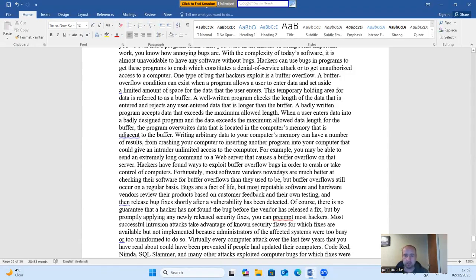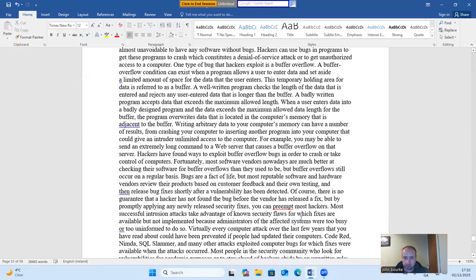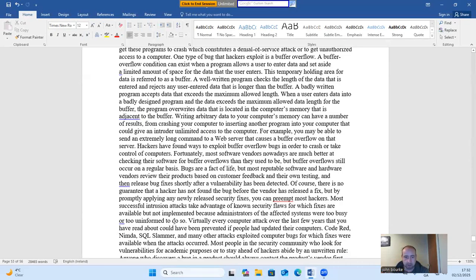Bugs are a fact of life, but most reputable software and hardware vendors review their products based on customer feedback and their own testing, and then release bug fixes shortly after a vulnerability has been detected. Of course, there is no guarantee that a hacker has not found a bug before the vendor has released a fix, but by promptly applying newly released security fixes, you can preempt most hackers. Most successful intrusion attacks take advantage of known security flaws for which fixes are available but not implemented because administrators of the affected systems were too busy or too uninformed to do so.